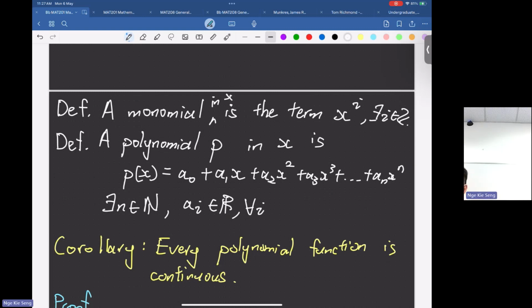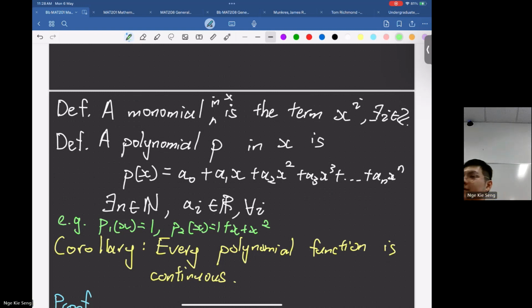What are examples of polynomials here? What are examples? P(x) equals what? P(x) equals 1 plus x squared, sure. So the result here is to say that every polynomial function is continuous.